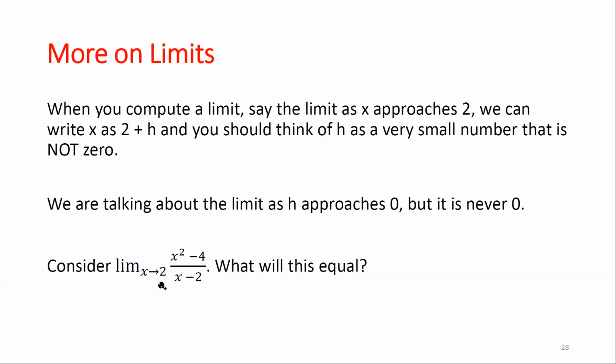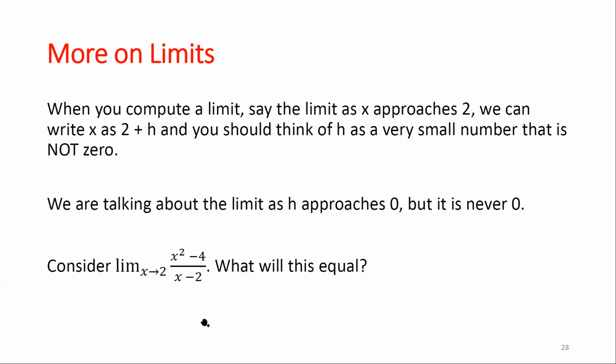So here's an interesting limit. Take the limit as x goes to 2 of x squared minus 4 over x minus 2. What does the top look like as x goes to 2? It looks like 4 minus 4, which is 0. What does the bottom look like? 0. Can we divide by 0? No. So we are not allowed to divide by 0.